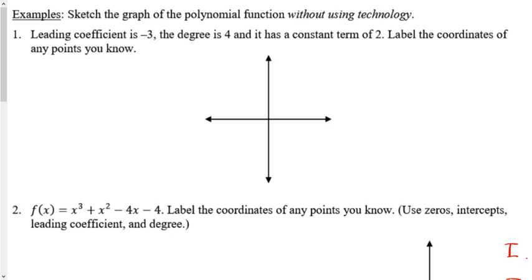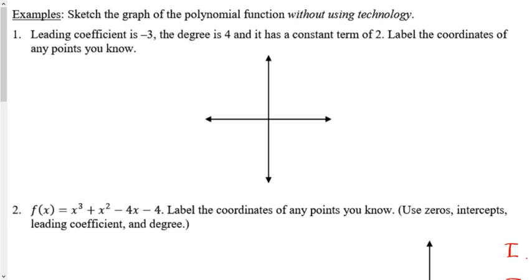Leading coefficient is -3. Narayan, what does that tell me? What you're telling me is true, but if all I know is the leading coefficient is -3, what one thing do I know? Is this telling me about the left or right end? Yeah, so the leading coefficient tells me what's happening on the right end.